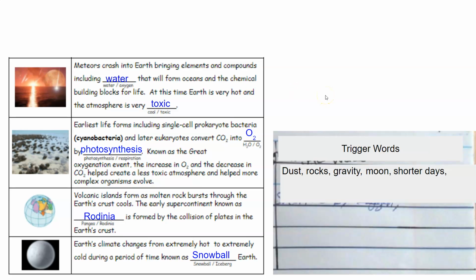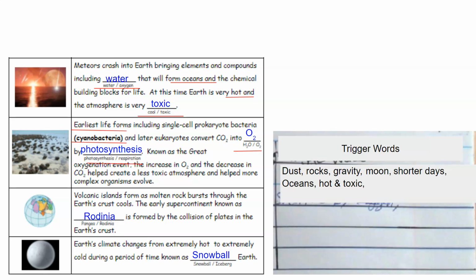All right, let's look at a few more together. So the next section talks about meteors. It says they crash into Earth, bringing elements and compounds, including water, that will form oceans and chemical building blocks for life. At this time, the Earth is very hot and the atmosphere is very toxic. So some of the key things I'm seeing there is that, one, oceans are being formed, and we have oceans today, so I think that's important. So I would write down oceans. And also the atmosphere is hot and toxic, so that means that there isn't going to be a lot of life.